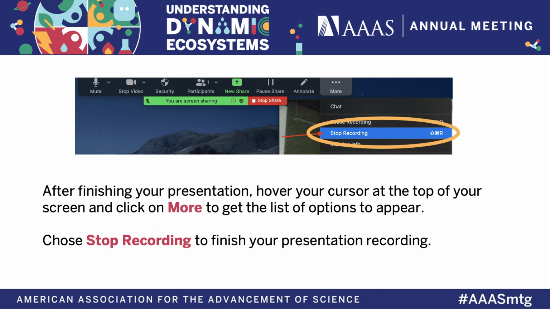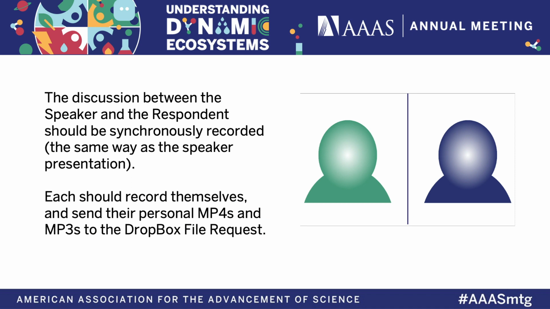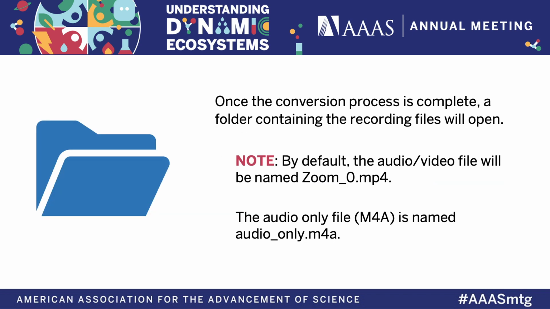After finishing your presentation, hover your cursor at the top of the screen and click on More to get the list of options to appear. Choose Stop Recording to finish your presentation recording. Afterwards, the respondent will ask the speaker questions. The discussion between the speaker and the respondent should be synchronously recorded, so the speaker and the respondent record in the same way as the speaker presentation. Each should record themselves, following the instructions that were detailed previously, and send their personal MP4s and MP3s to the Dropbox file request. Once you exit Zoom, a conversion process will occur.